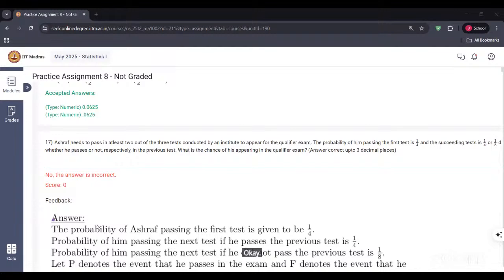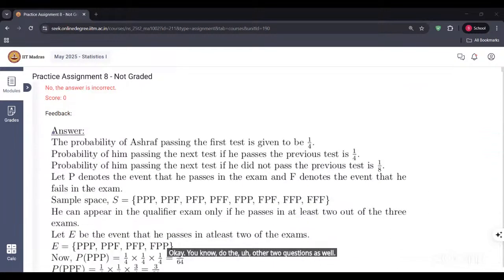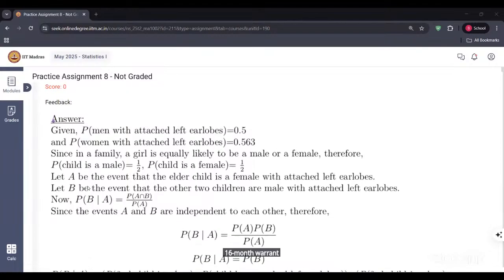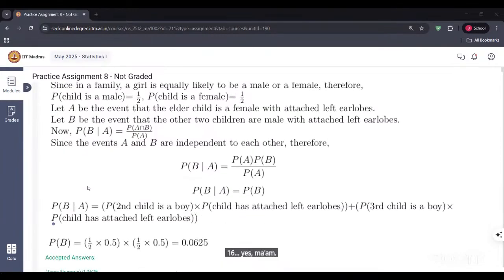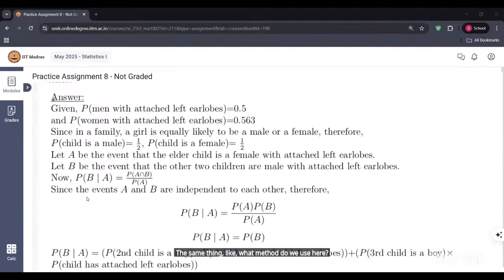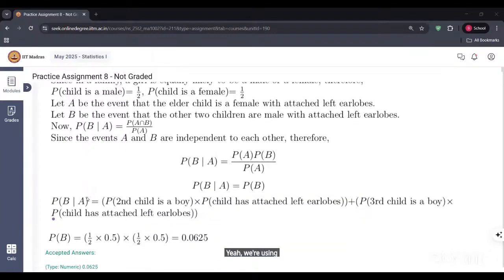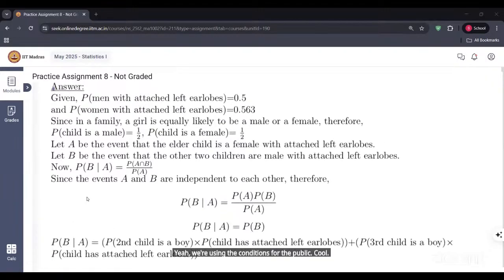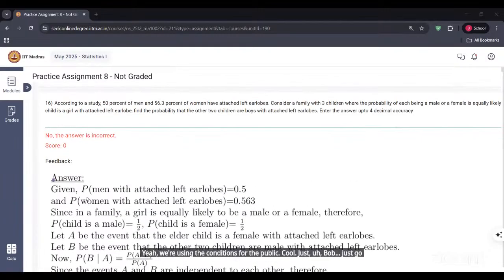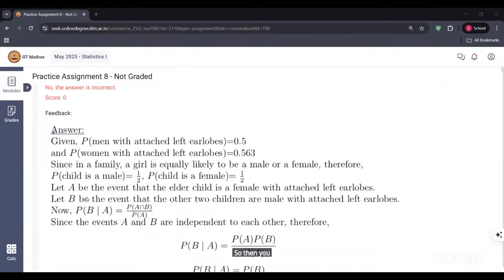Can you do the other two questions as well? 16 and 17. What's your doubt in this? The same thing, what method do we use here? I think we're using conditional probability. Yes, we are using conditional probability. Just go through the question and search for what they are asking. Then you have to apply the formula only. That's it.